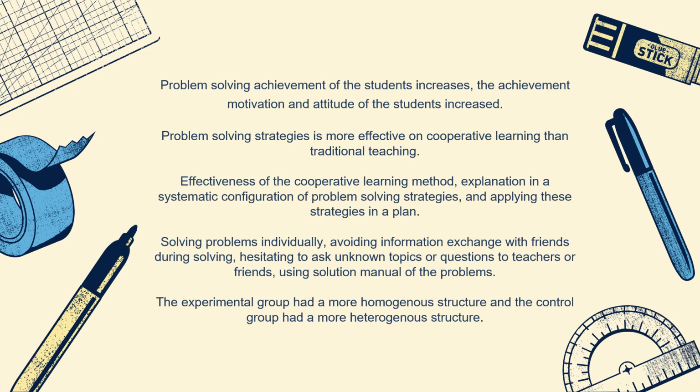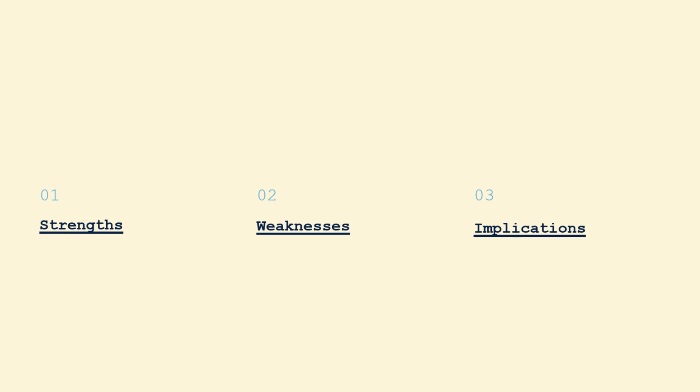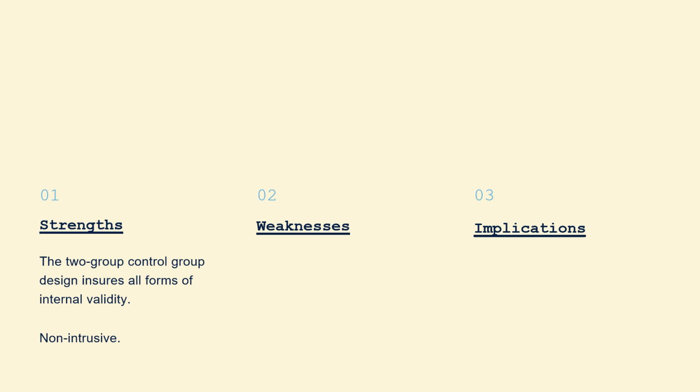structure. In conclusion, the two groups control group design ensures all forms of internal validity, and it is a non-intrusive design with an analysis that does not normally require more advanced statistical procedures. The random sampling method, although non-biased, has the tendency to leave an unrepresentative sample.